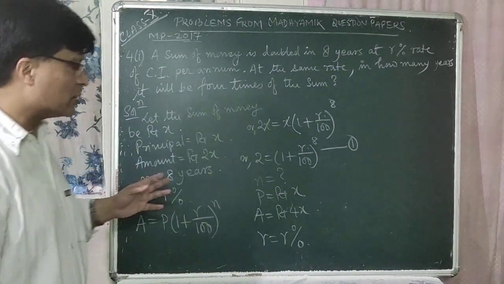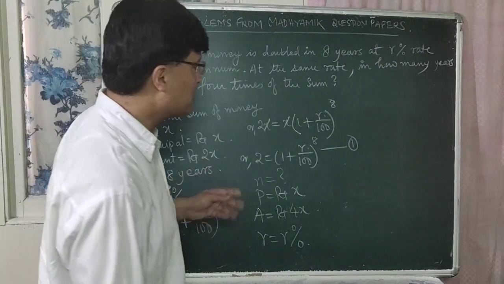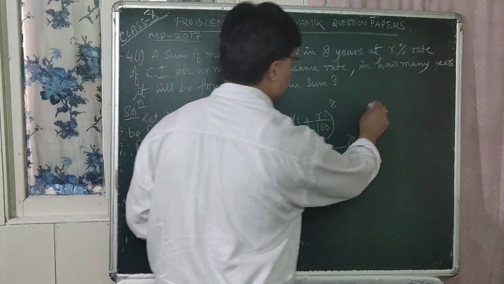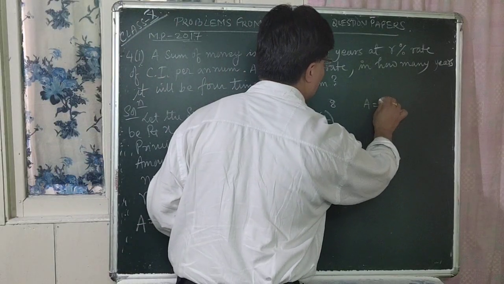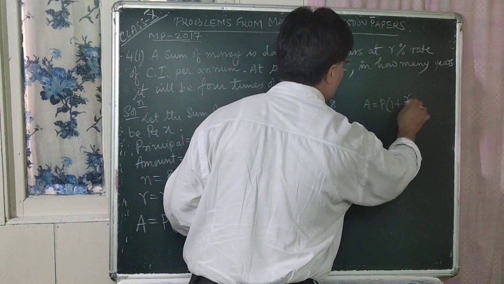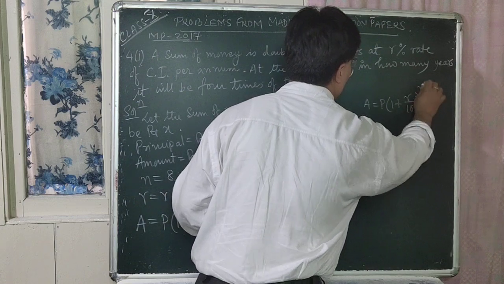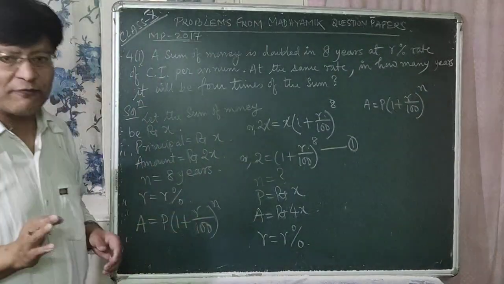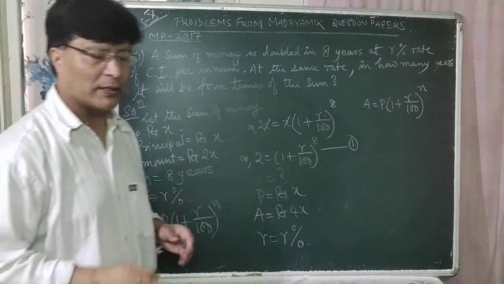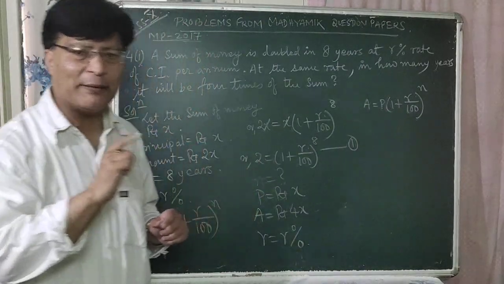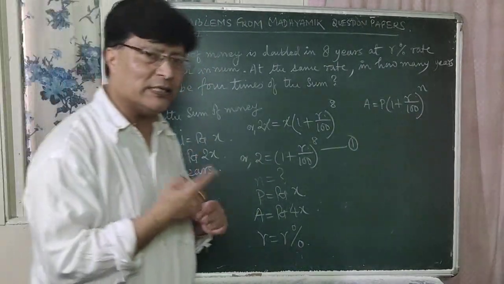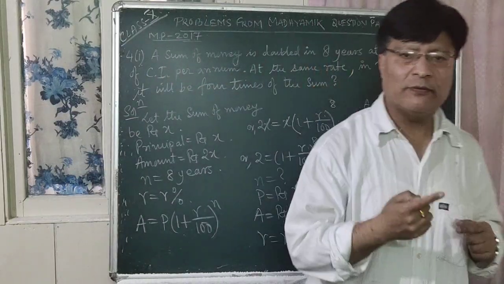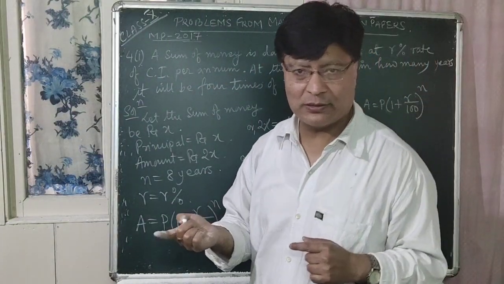So now in this case also you have to use the same formula, that is capital A is equal to P within bracket 1 plus r upon 100 whole to the power n. So you have to find out at the same rate in how many years will it be 4 times the sum, right?